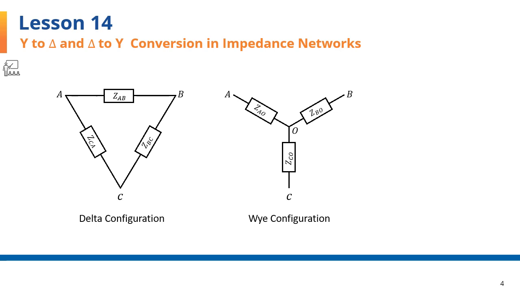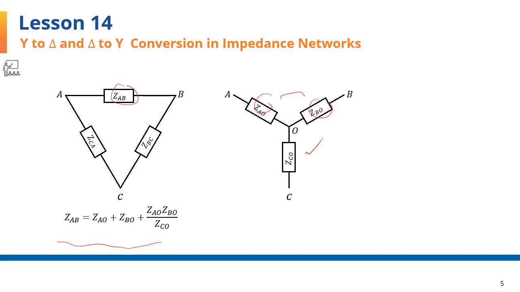Let's take a look at the conversion of Y to delta first. Given the impedances ZAO, ZBO, and ZCO of the Y configuration, the impedance ZAB of the delta configuration can be calculated as this equation here. Let's take a quick look at this. ZAB equals ZAO plus ZBO plus the product of the two, ZAO times ZBO, divided by the third impedance.